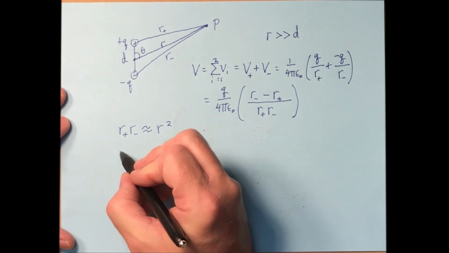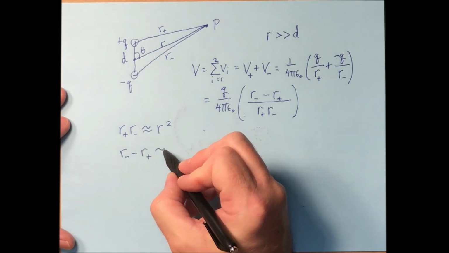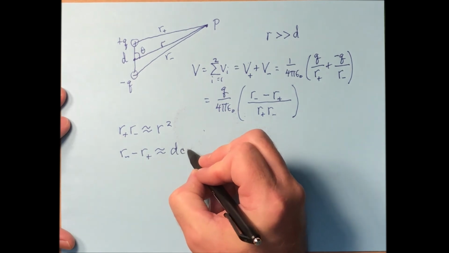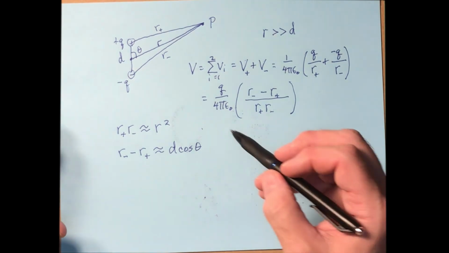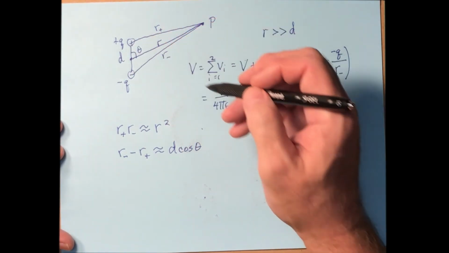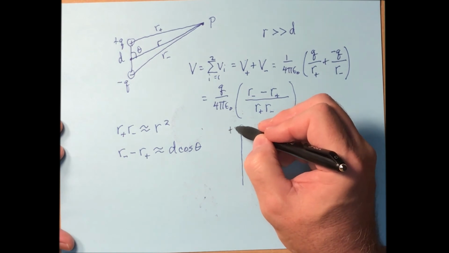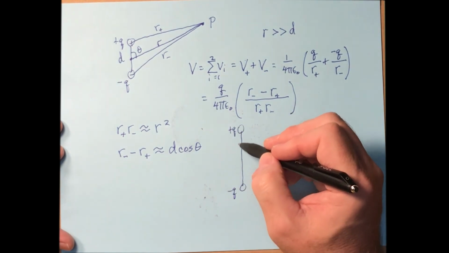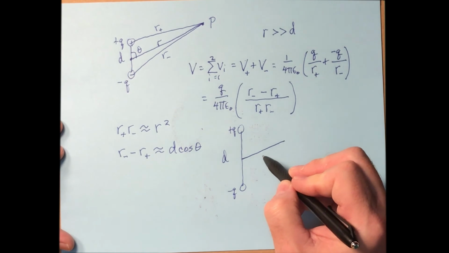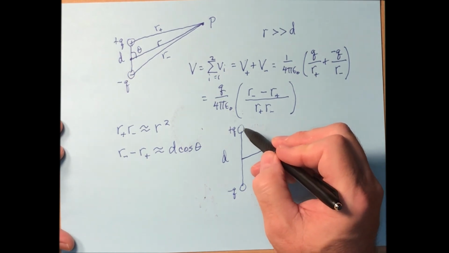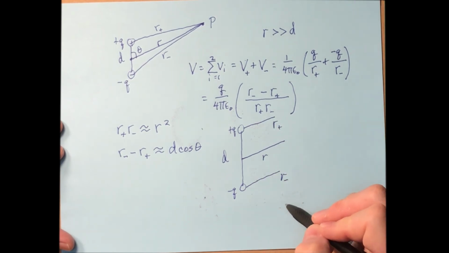Here's one that's not so obvious though. If I take R minus and I subtract off R plus, then that's approximately equal to D times the cosine of theta. Now that is not so obvious, and let me show you where that comes from. In order to do this, I'm going to expand it down here. So let's expand. Here's our plus Q, down here is our minus Q. This whole distance here is D. And going off in that direction, we've got R. Going off in that direction, we've got R plus, and going off in that direction, we've got R minus.